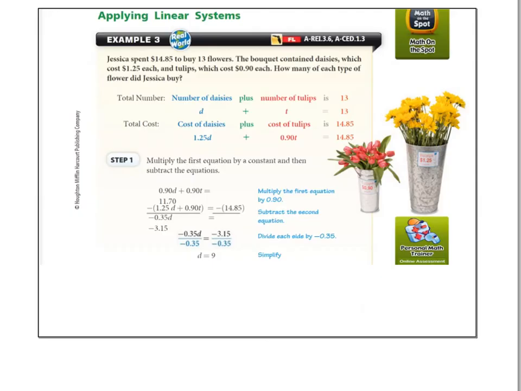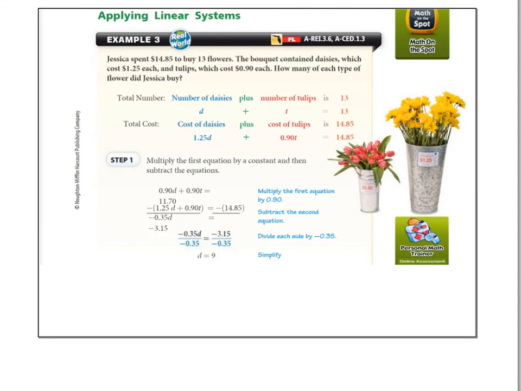Now, just like the other sections, we also have word problems with these. So looking at the example they gave us, Jessica's buying 13 flowers, and she's buying daisies and tulips. So we know that between the daisies and tulips, they have to add up to 13. So there's your first equation, d plus t equals 13. The second equation is how much they're worth, their cost. Daisies are $1.25, tulips are 90 cents, and she has $14.85 to spend on it.